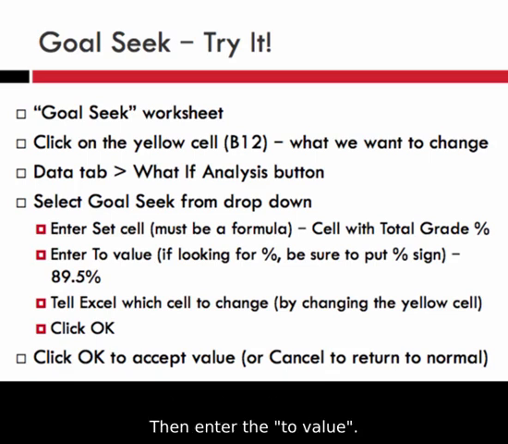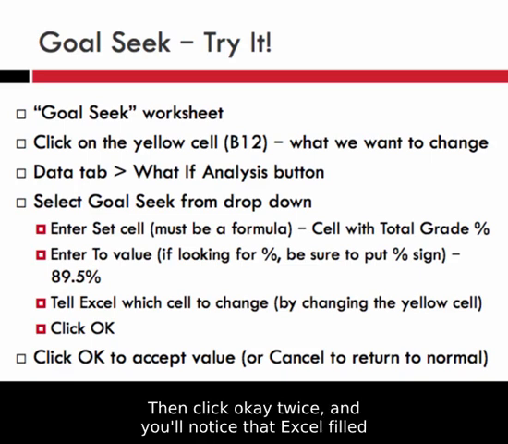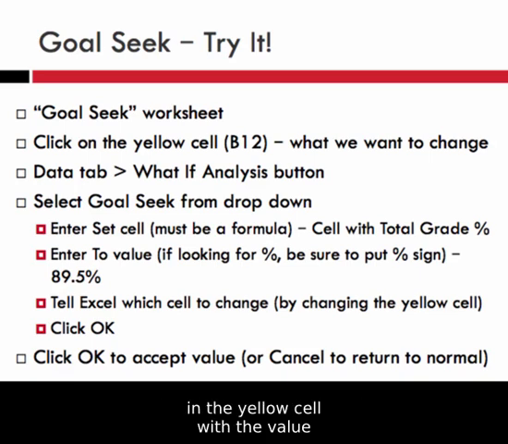Then enter the To value. What do we want the answer to come up as? And we want it to be at least 89.5%. And then we tell Excel which cell it can change. And we want that one to be the yellow cell. Then click OK twice. And you'll notice that Excel filled in the yellow cell with the value that gives you the total grade that we want.